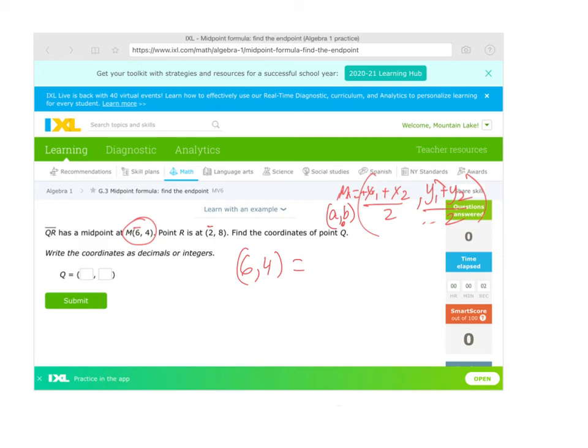So let's take these x values. What would the average be? 2 plus a divided by 2. And what would the average be for this? 8 plus b divided by 2. So now just compare the spots.